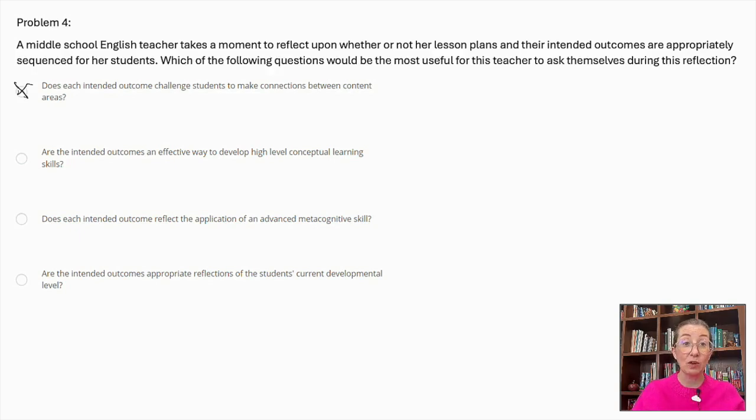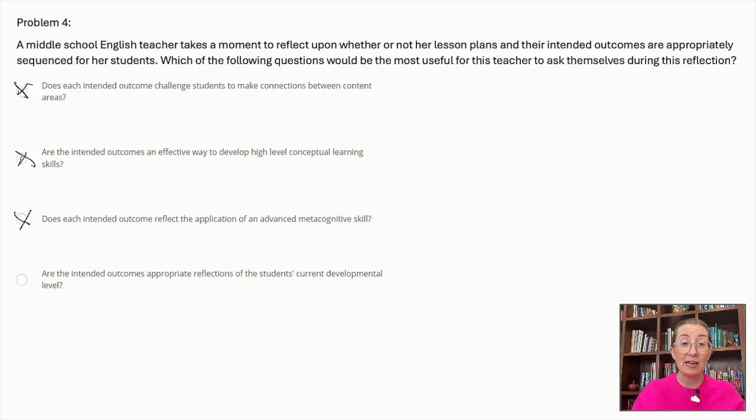Are the intended outcomes an effective way to develop high-level conceptual learning skills? This is also important, especially for advanced students, but may not be suitable for all middle schoolers if not aligned with their developmental stage. So we can eliminate that as well. Does each intended outcome reflect the application of an advanced metacognitive skill? While this is also important, it may not be relevant if the students are not yet ready for such skills developmentally. So that is not going to be the correct answer either.